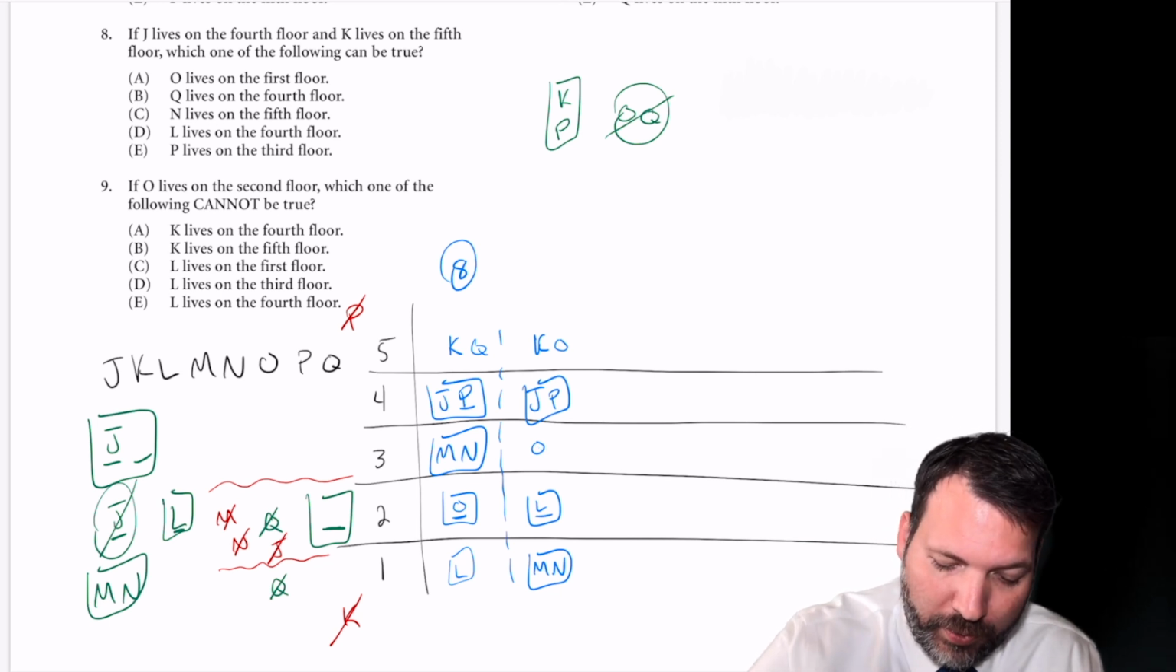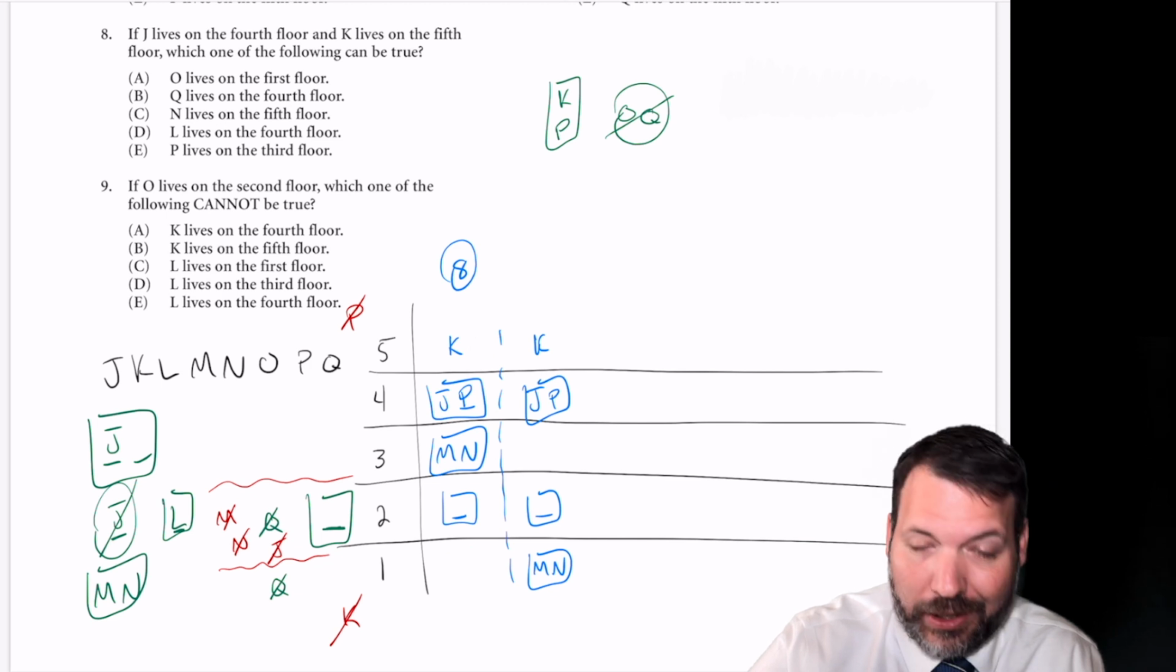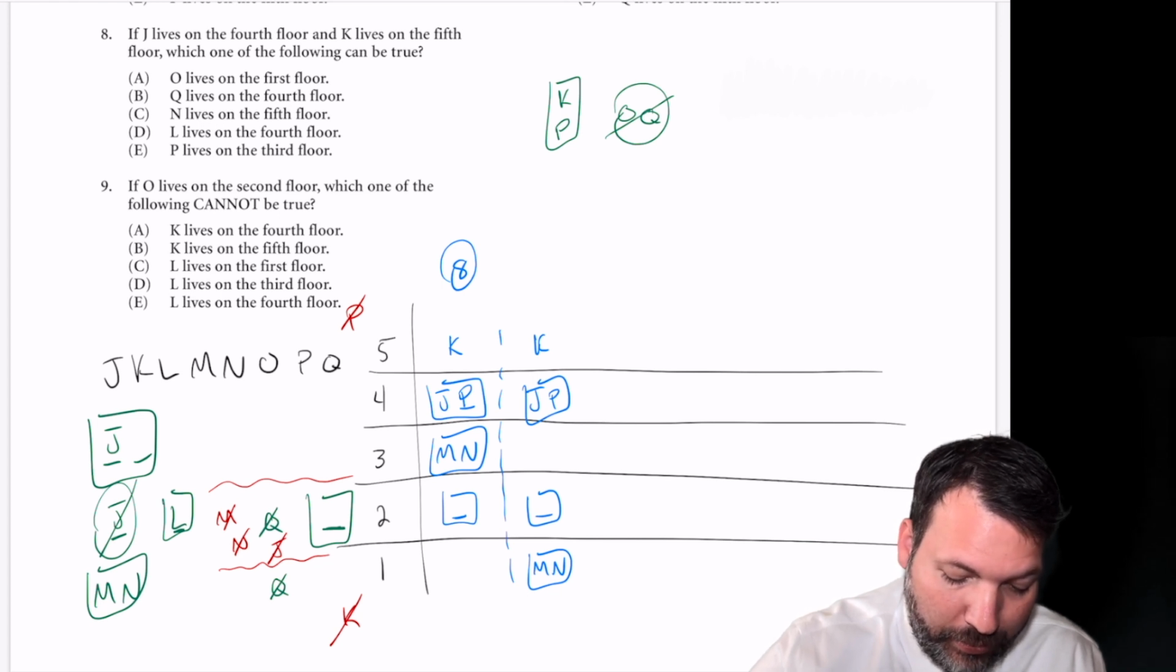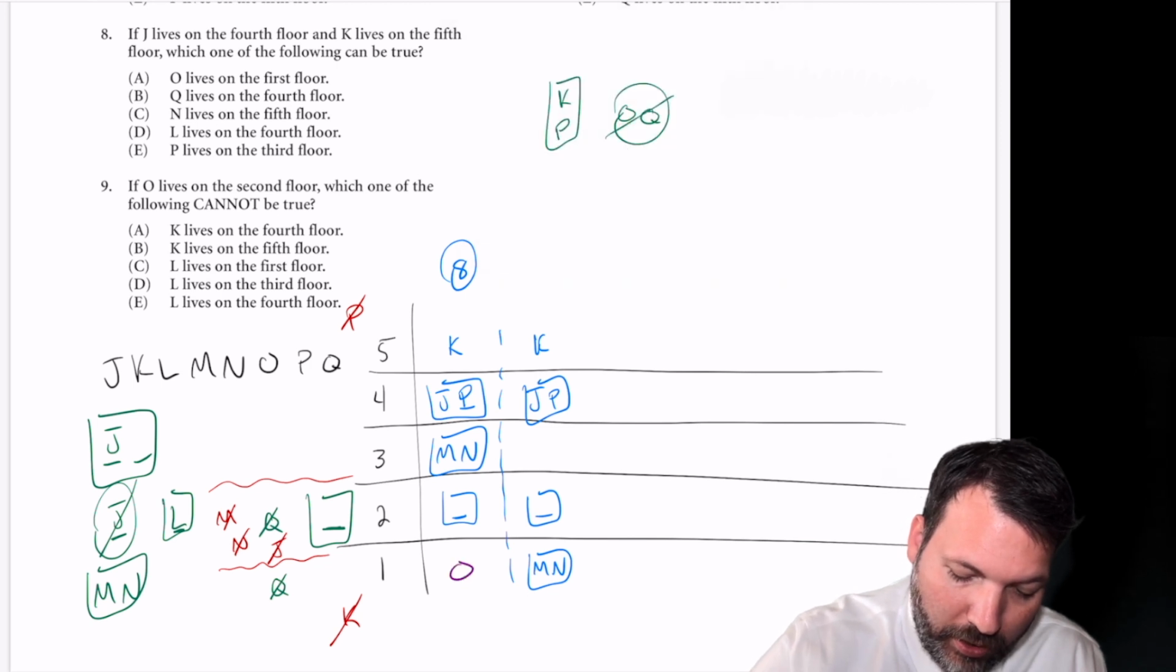So at this point, there are actually several possibilities. So I'm feeling better about what's going on here. I do want to leave those blank, though, because I'm seeing there are just a lot of things that we can do. So I'm just going to go to the questions. O lives on the first floor. I'm pretty sure we could do that, right? We could do O here, L there, and Q up there.